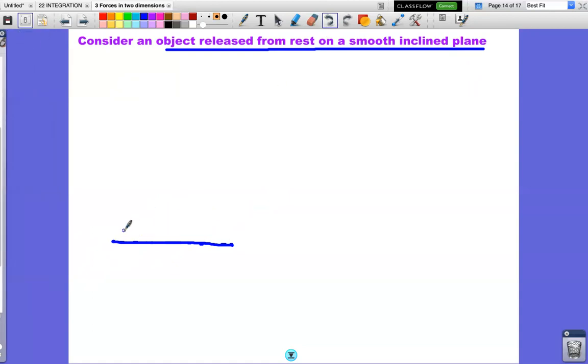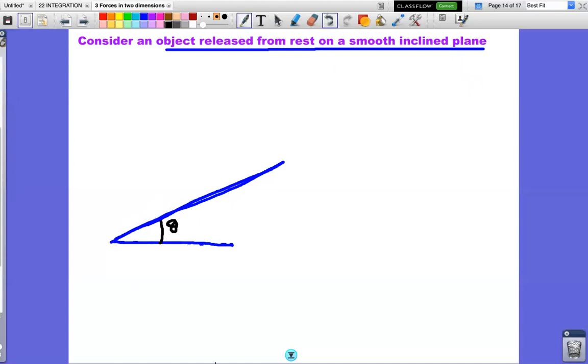Let me lift it up a little bit higher. You lift it up through this angle. Let's call this angle theta.